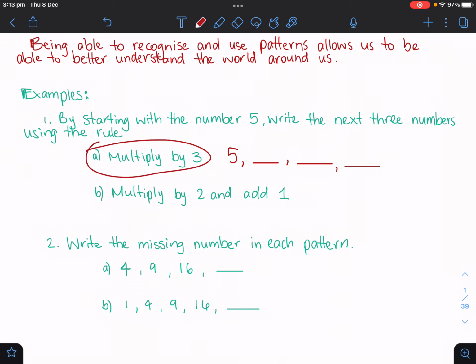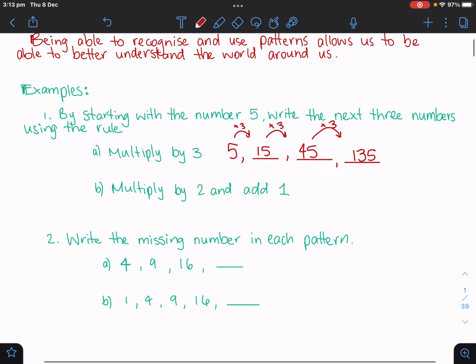We multiply by 3. So if we start with 5 and we multiply by 3, 5 times 3 is 15. 15 times 3, we use the last number and we use the rule, is 45. And then 45 times 3 is going to give me 135. So we've used the rule starting with 5 and we found the next 3 numbers.